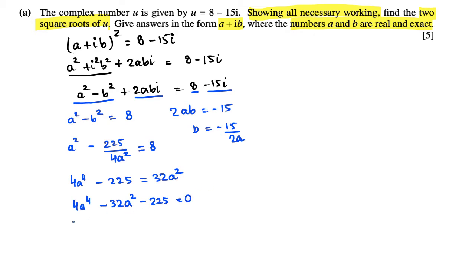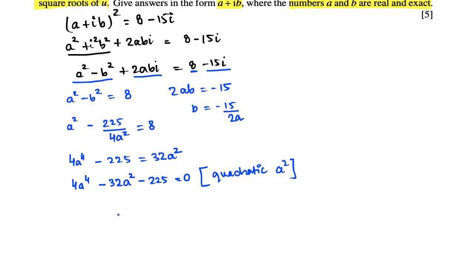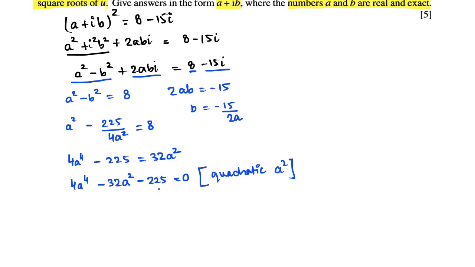Now this seems to be a biquadratic equation, but if you observe it carefully, it's a quadratic equation in the term of a square. Now we know how to solve quadratic equations. There are different ways of solving. One is middle term splitting, meaning factorizing it. Second, we can use the direct formula, minus b plus minus root of b square minus 4ac upon 2a. Or we can use the completing the square method. I am going to use the completing the square method in this case.